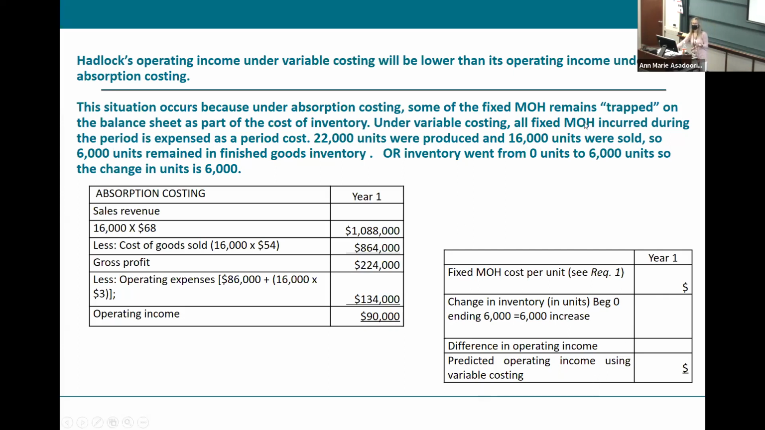Right, so how much less is it going to be? If you want to follow the shortcut that they give you in the book, they tell you, look at the difference in your inventory. If you produced 22 and then sold 16, you're going to see your inventory go from 0 with an ending balance of 6,000 units. So you're going to have fixed factory overhead tied to those 6,000 units that weren't sold. So $48,000 of your fixed factory overhead is staying on the balance sheet in inventory. That's the difference in your net income. So take the 90, I know I'm subtracting from that because this is higher under absorption, and my net income under variable costing is 42,000.